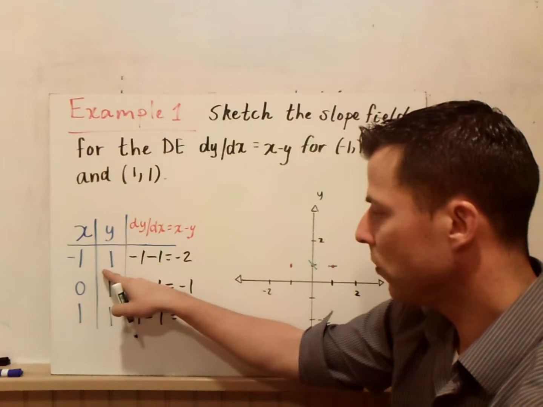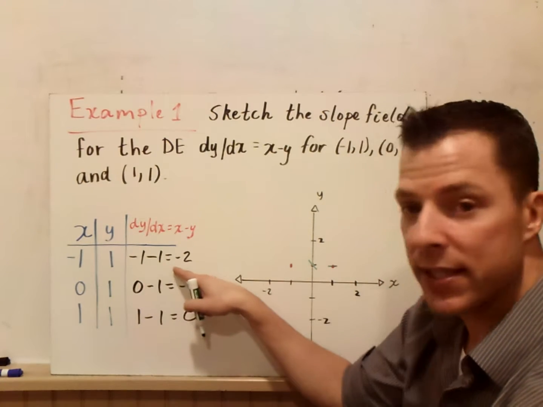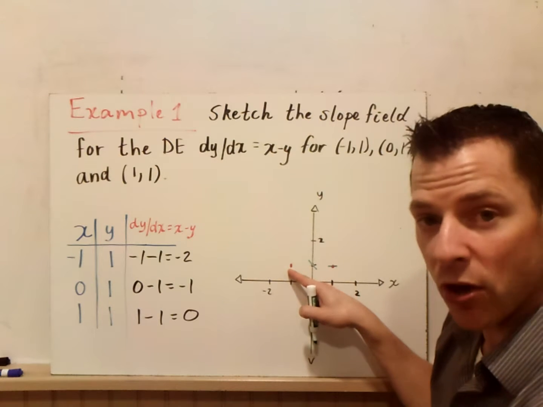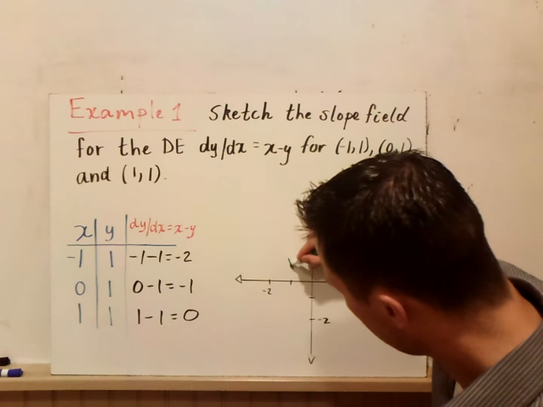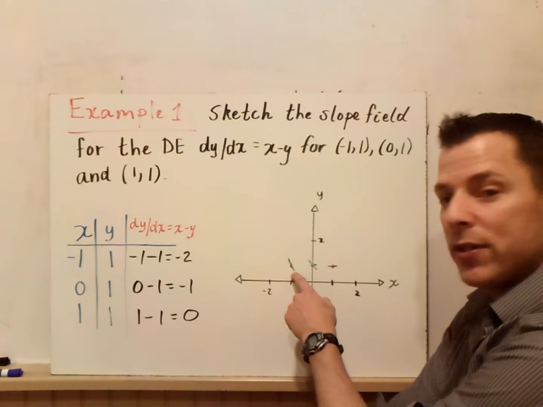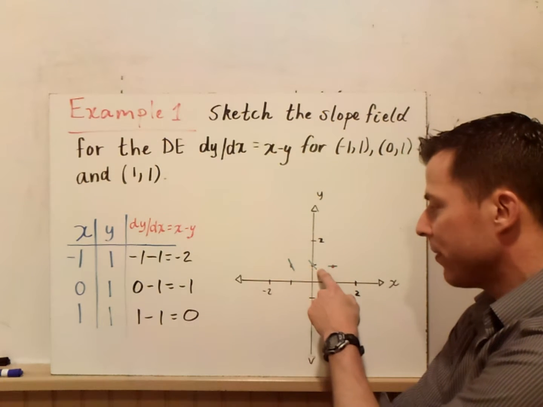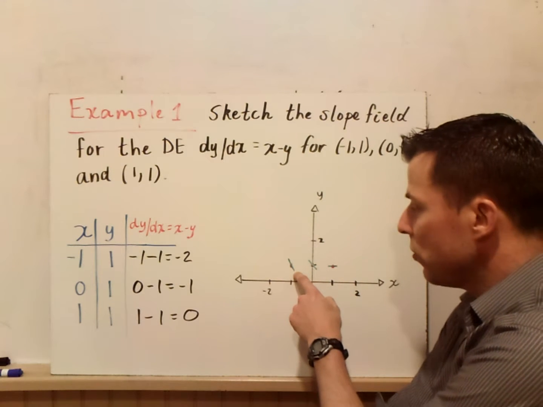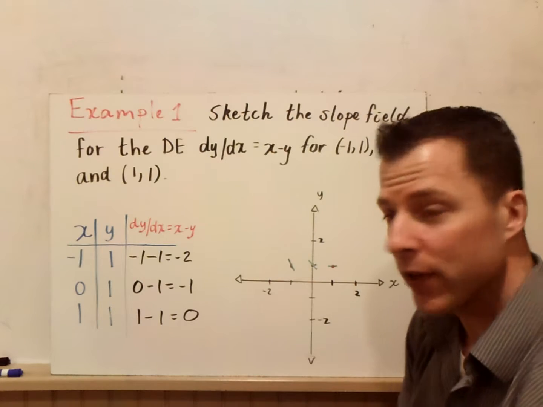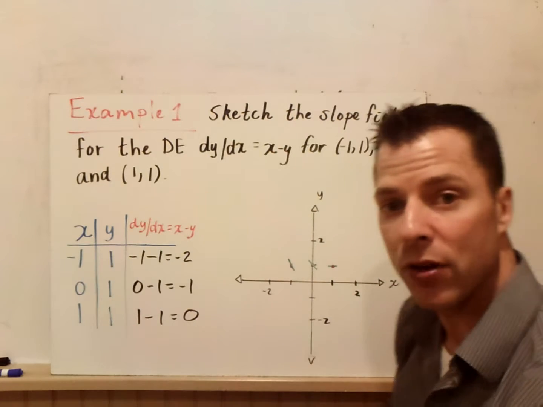At (-1, 1), negative 1 minus 1 is negative 2. So this slope should be steeper than this one. I kind of have to estimate, and it's not going to be perfect. All I know is that it's a negative slope and it should be steeper than this one. So that's negative 2 there. That's how we start the slope field, and then that can just spread out over time.